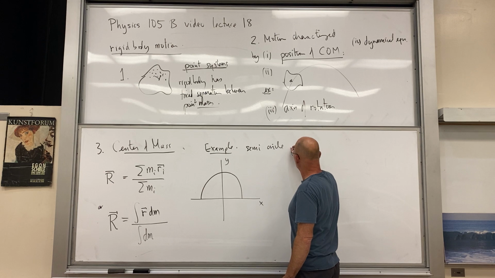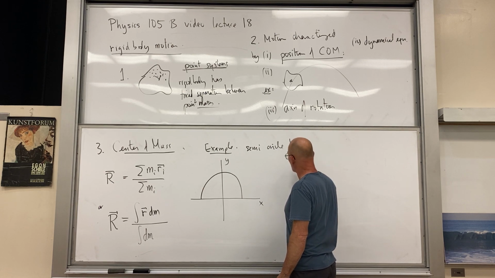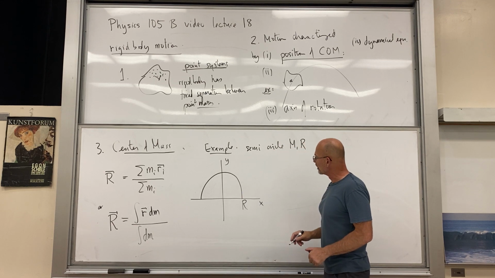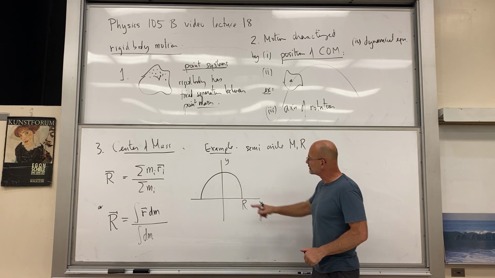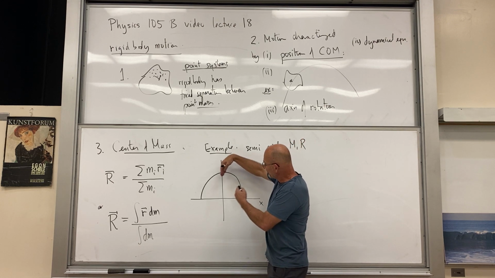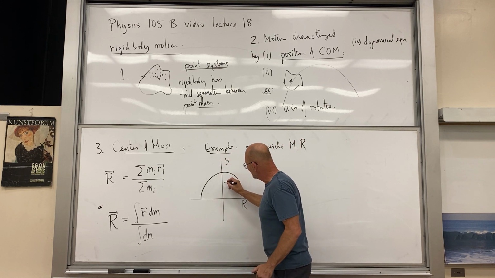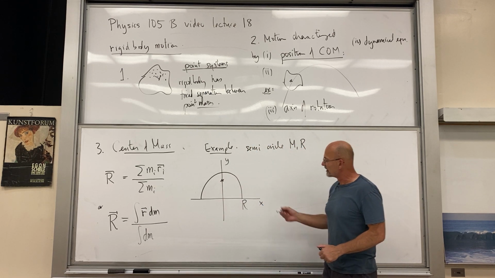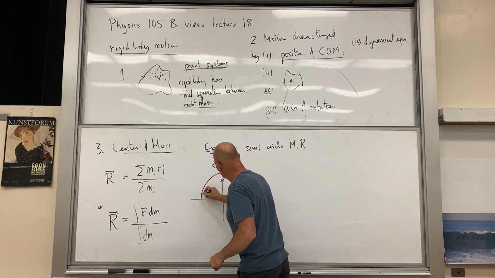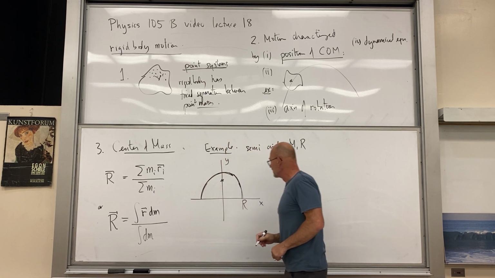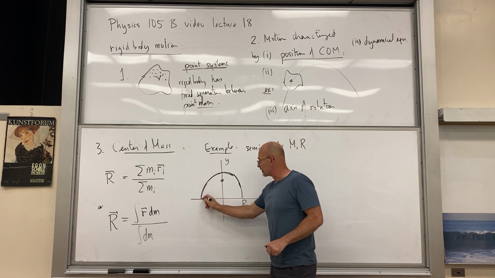Semicircle, mass M, radius R, and we want to locate the center of mass. Our intuition tells us it's going to be on the symmetry axis, somewhere here. So it's not actually going to be within the mass itself. This could be some version of a horseshoe.